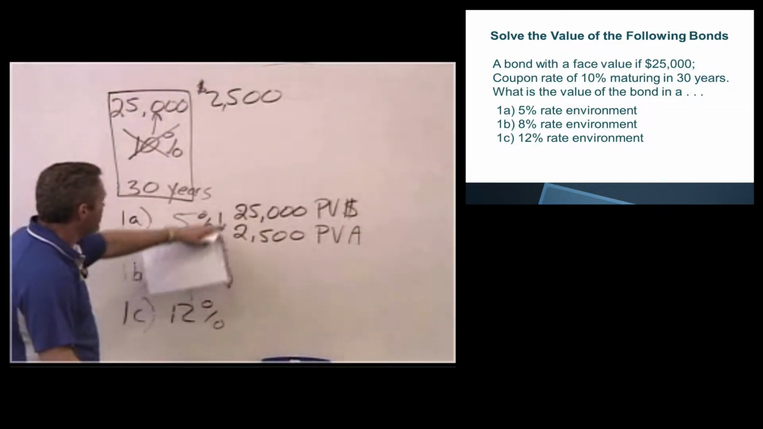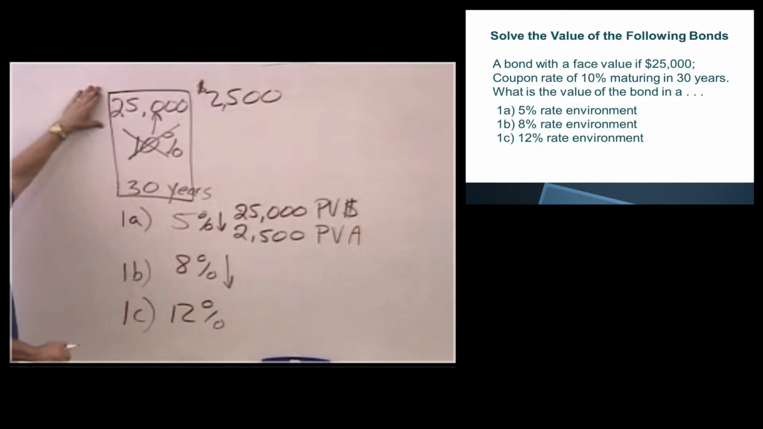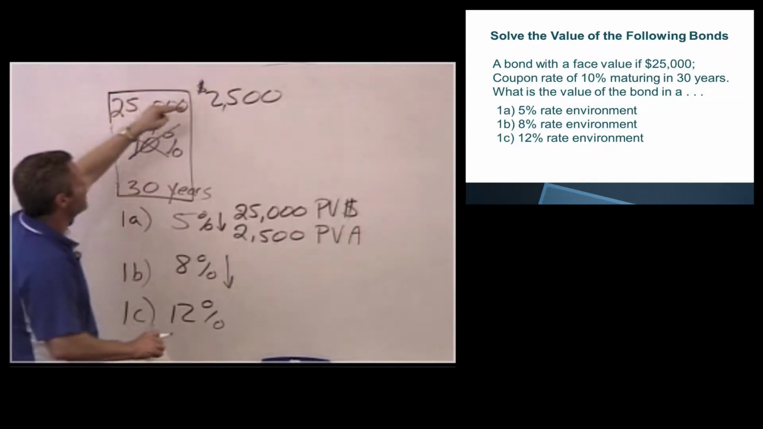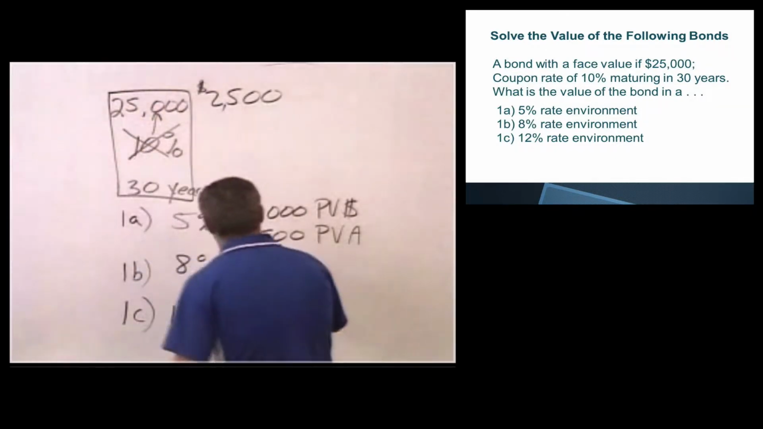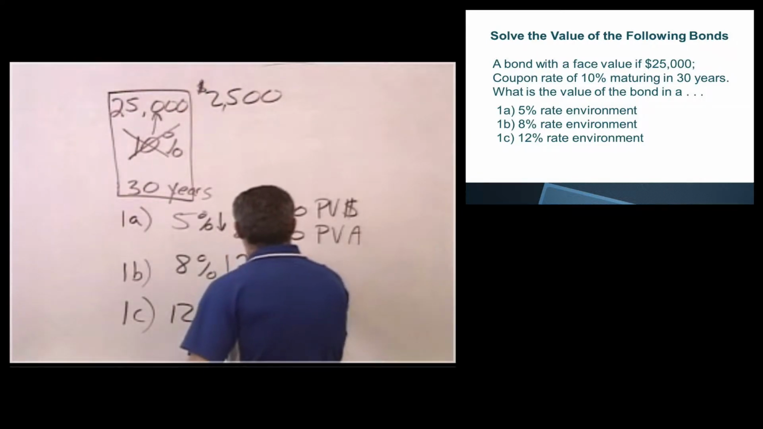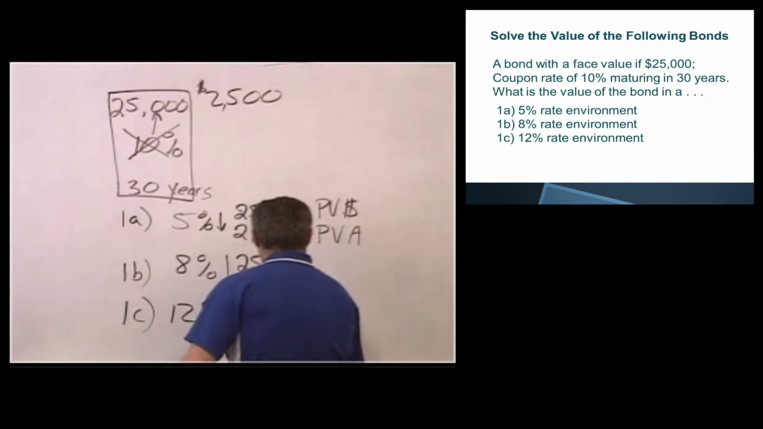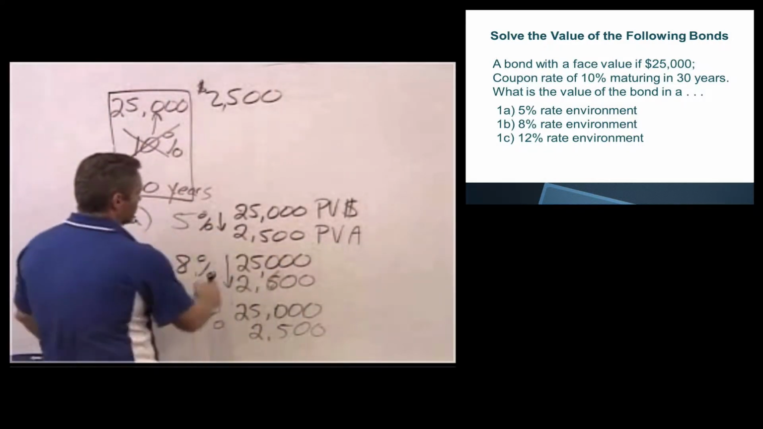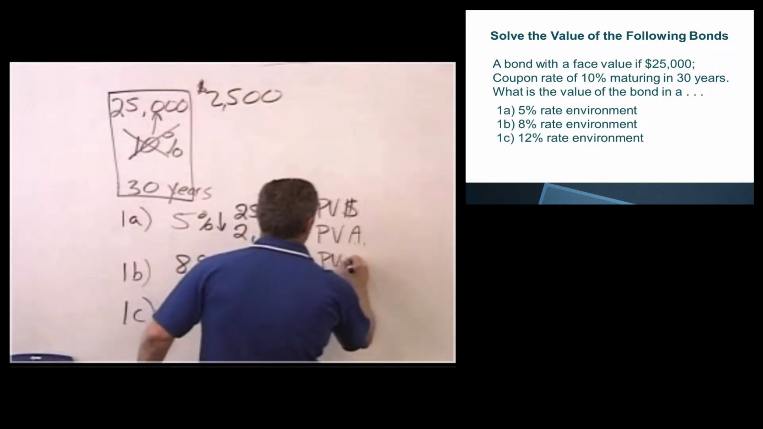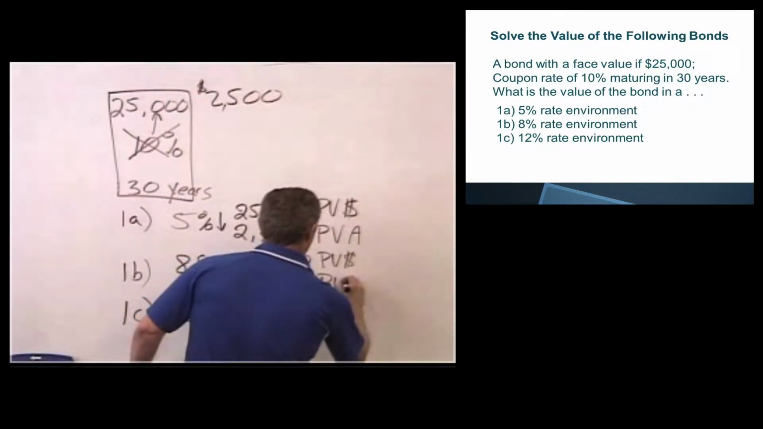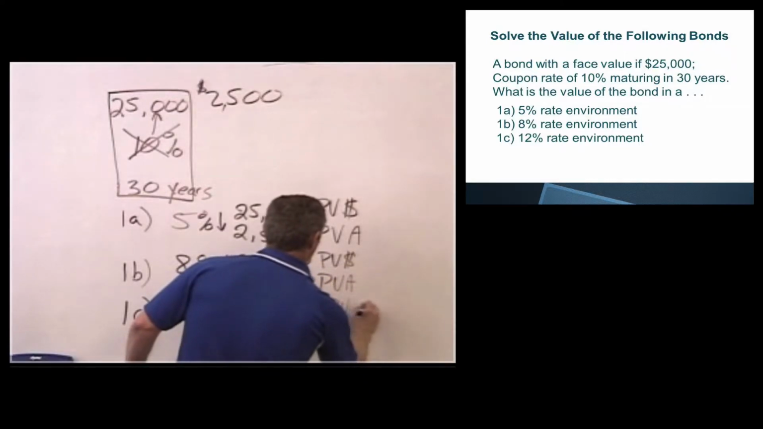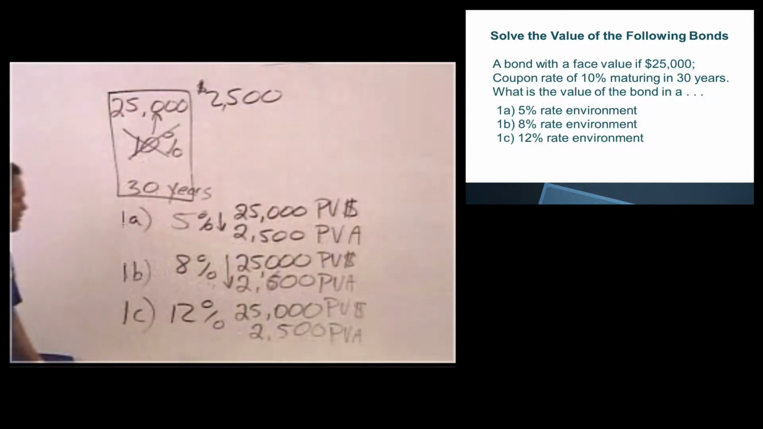In our 8% one, these stay the same. Right? No matter what happens to interest rate, face value stays the same, interest payment stays the same. So when we're doing this calculation, all three of these are going to be the same number. All right? And we're going to multiply across here present value of $1, present value of an annuity, present value of $1, and present value of an annuity.